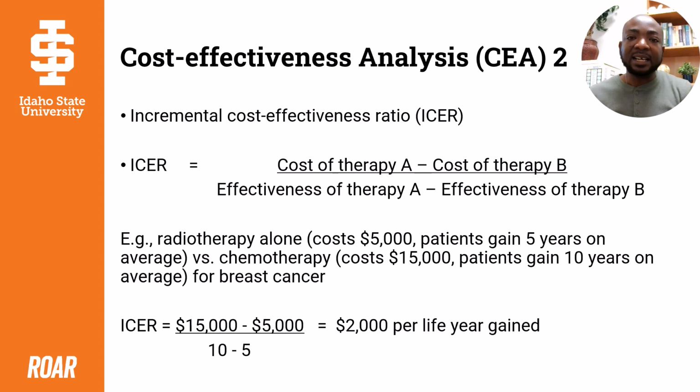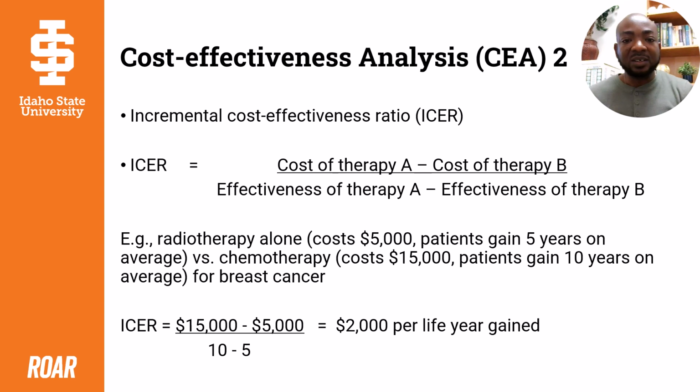In any CEA, we end up with two or more different cost effectiveness ratios, CERs. The calculation of the incremental cost effectiveness ratio, the ICER, reveals the cost per unit of benefits of moving from one healthcare option to an alternative option. So ICERs are calculated using the formula: ICER equals the cost of therapy A minus the cost of therapy B, all divided by the effectiveness of therapy A minus the effectiveness of therapy B.